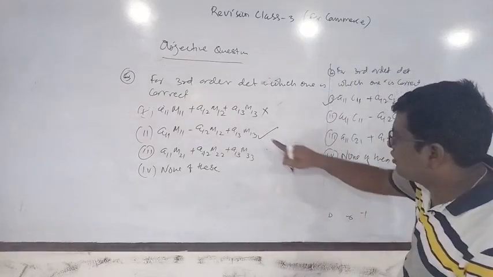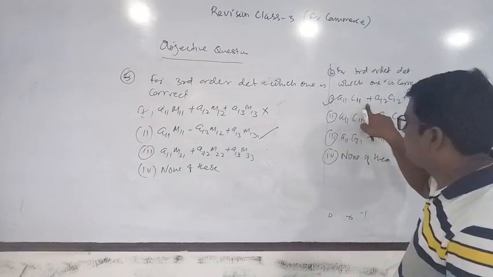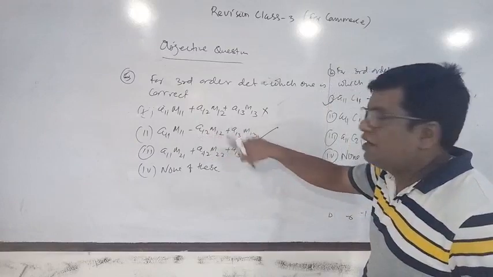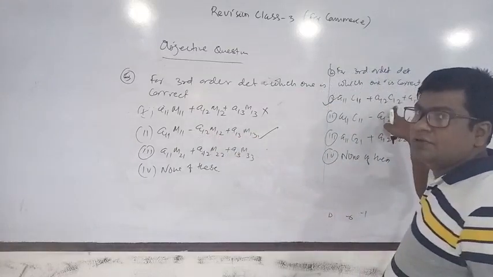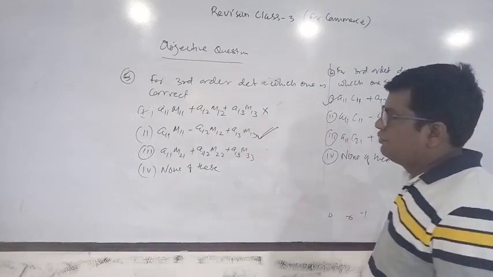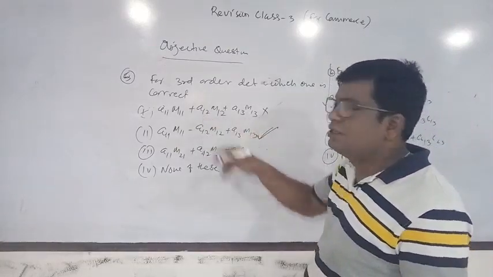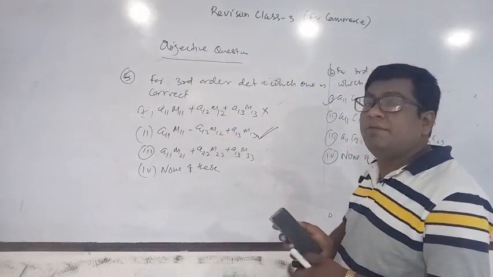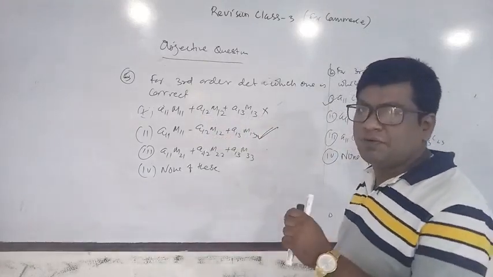Similarly, in the second question the first option is correct, because M12 is equal to minus C12. So this is correct and this is correct. This one is wrong, because in the case of a minor, it should be followed by the sign plus minus.